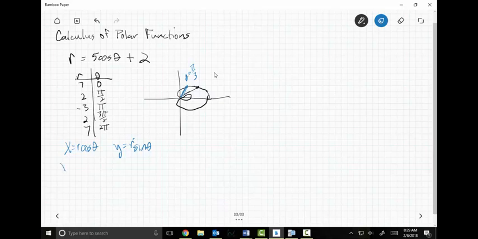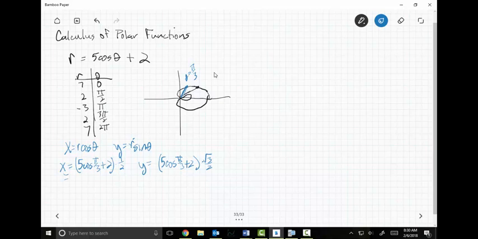So I know that x is going to be equal to 5 cos(π/3) plus 2. I'm just plugging it into r, right? Times the cosine of theta, which is 1/2. And y is going to equal 5 cos(π/3) plus 2 times the sine of theta, which is √3/2. So what's that equal?